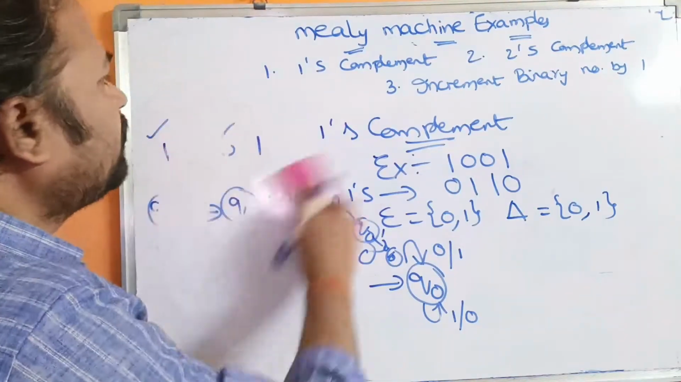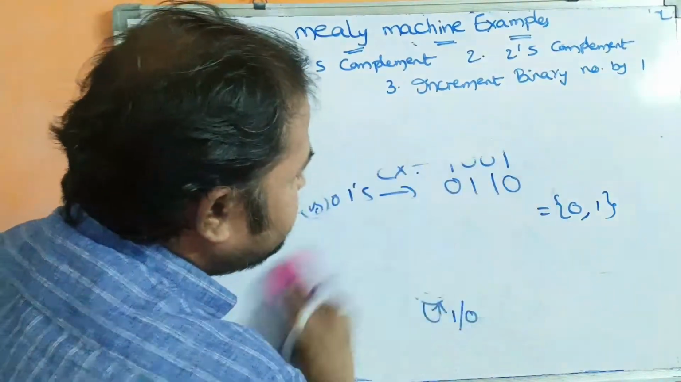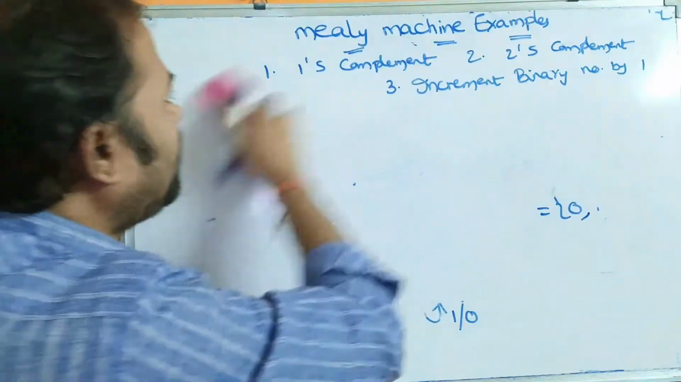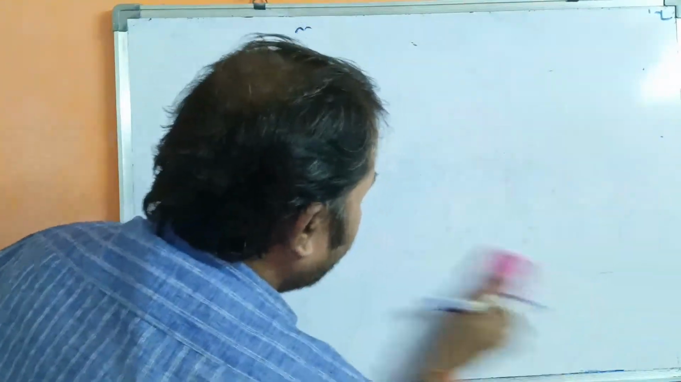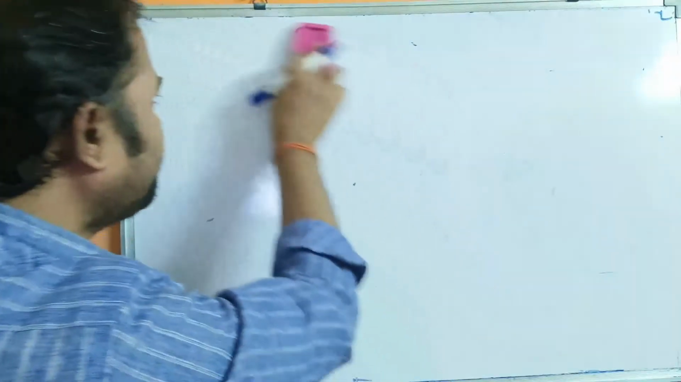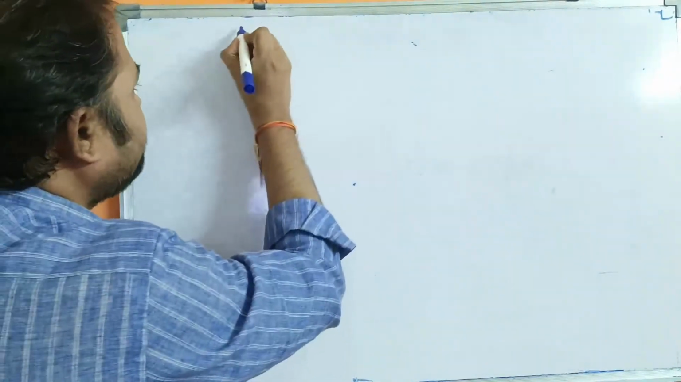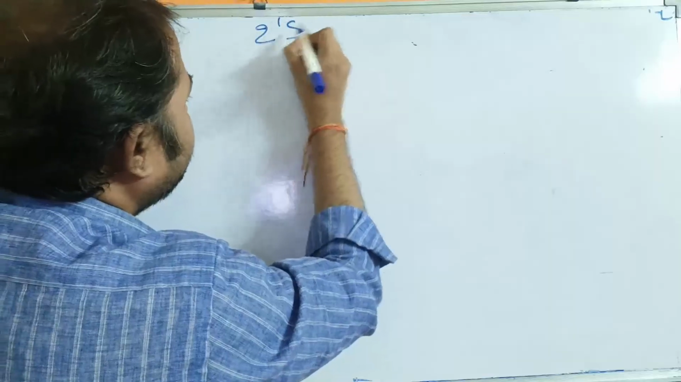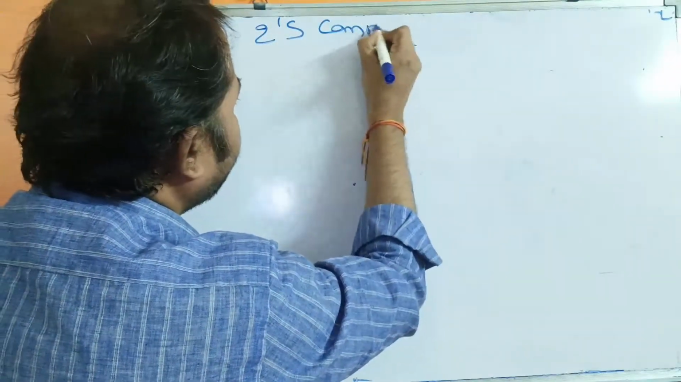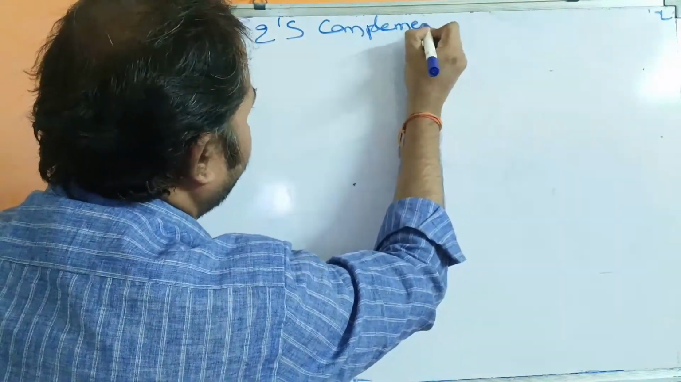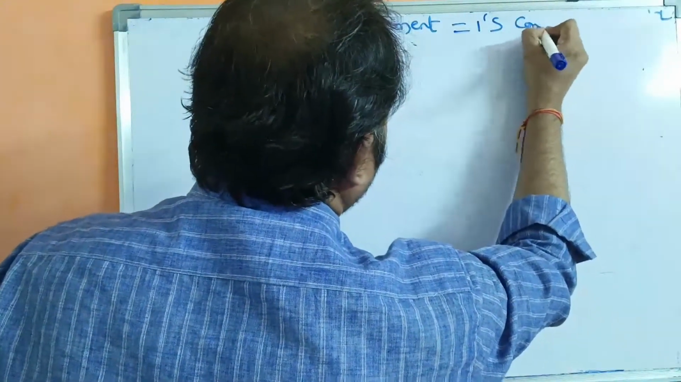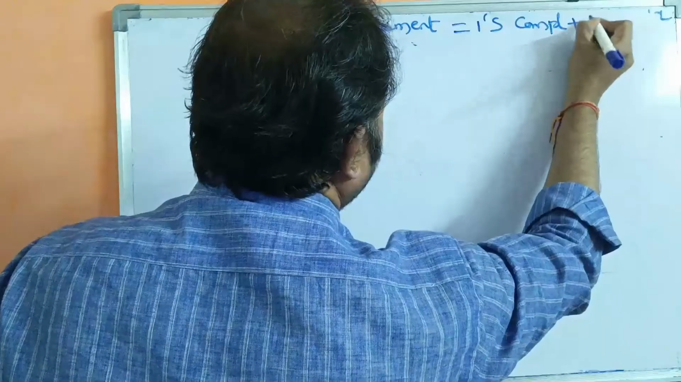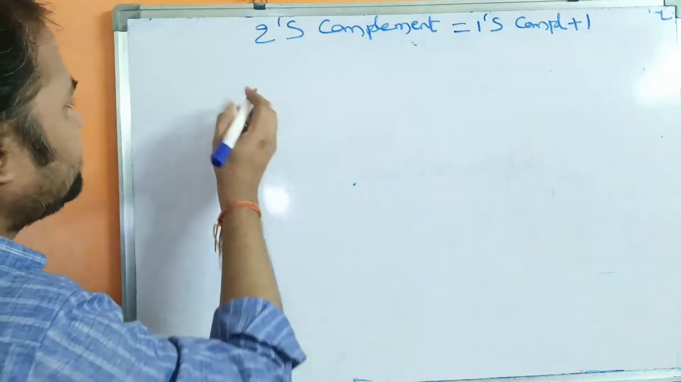Now let us see the second problem. What is the second problem? Second problem is 2's complement of a given number. Third problem is increment binary number by 1. So let us see the second problem. Design a Mealy machine in order to find 2's complement of a given number. 2's complement is equal to 1's complement plus 1. Let us see two examples.